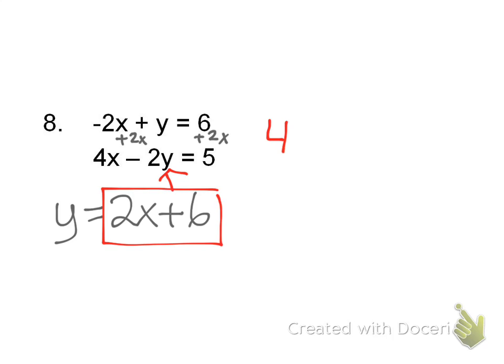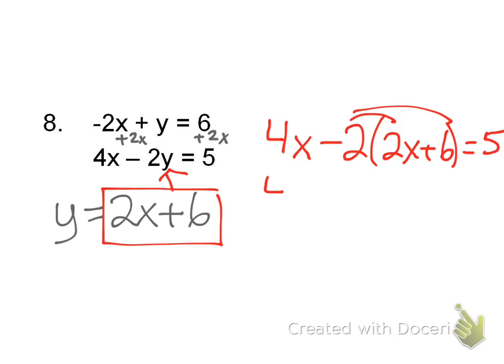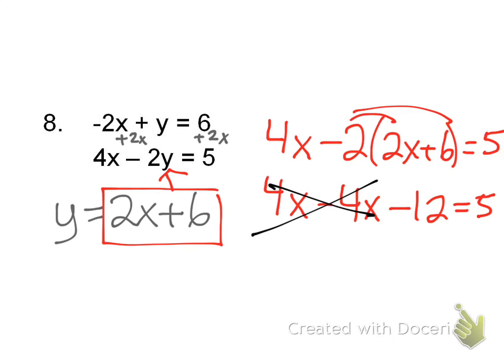All right, so when I plug it in, I'm getting 4x minus 2 times 2x plus 6 equals 5. Distribute. 4x minus 4x minus 12 equals 5. What happens to those 4x's? Yeah. So I have negative 12 equals 5. This is where you ask yourself, is this a true statement or a false statement? False. If it's false, your answer is no solution.